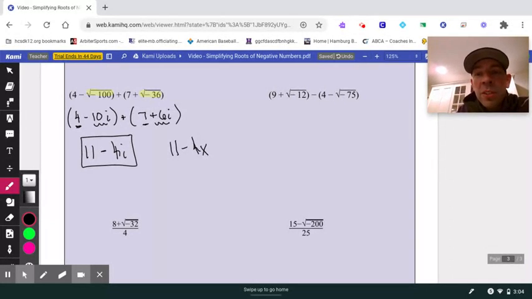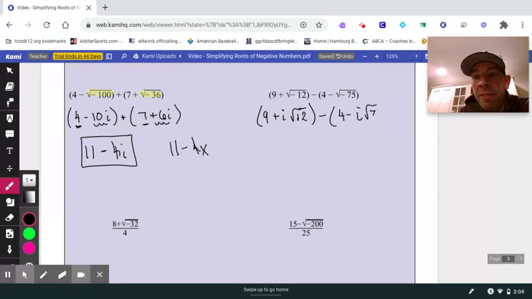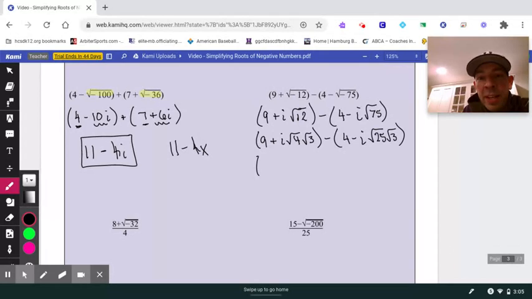Okay. So what I'll do first on this next one is, we could say 9 plus i radical 12 minus 4 minus i radical 75. And then we could work on simplifying them a little bit further. Let's see, that radical 12 could be 4 and 3. And that 75 could be 25 and 3. And as I simplify those radicals, I'm going to get 2i radical 3 minus 4 minus 5i radical 3.